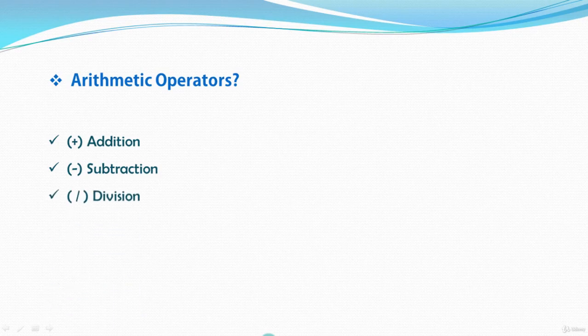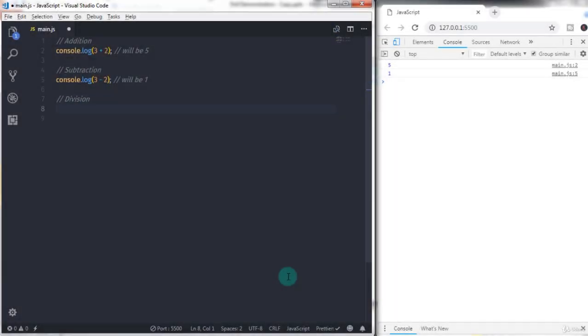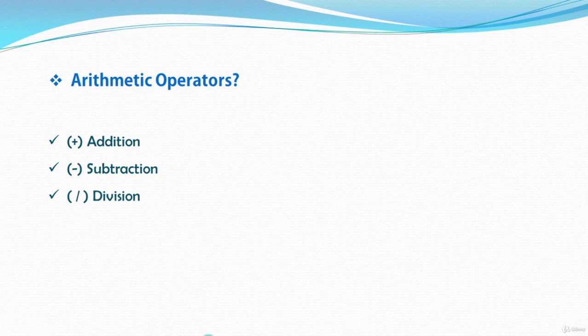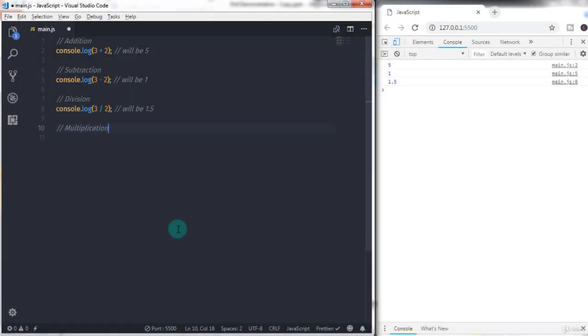Next, division. Division is used to divide two values. For example, 3 divided by 2. The result would be 1.5. This operator evaluates left to right. Then the next one is multiplication. Multiplication is used to multiply two values. For example, 3 multiplied by 2. The result would be 6. This operator evaluates left to right.